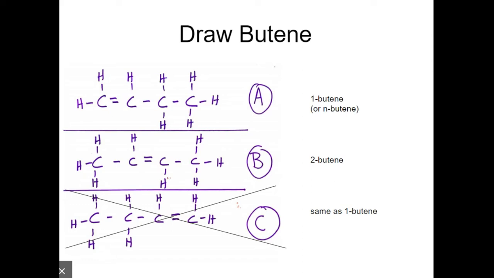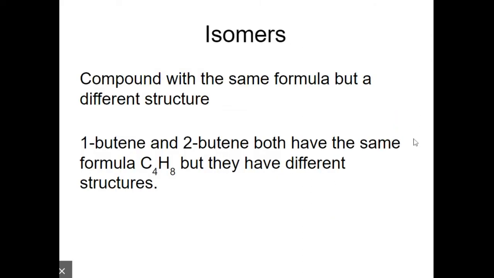1-butene and 2-butene are examples of isomers. An isomer is a compound with the same formula but a different structure. Both 1-butene and 2-butene have the formula C4H8, but they have different structures.